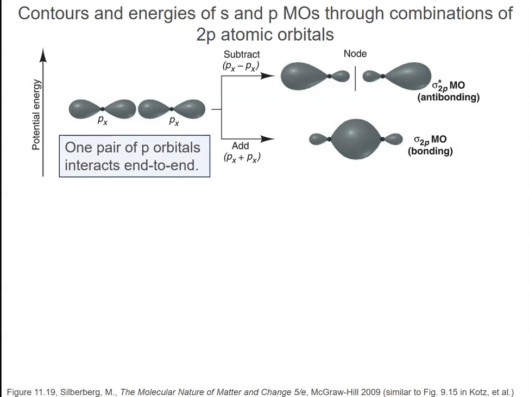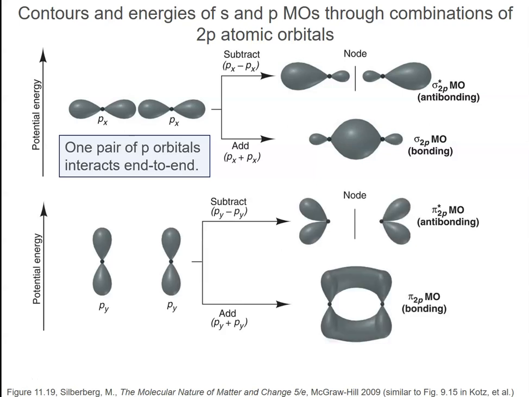Okay, so we have one pair of the p orbitals that interacts end to end. We've got two pairs left. This diagram only shows the p sub y, but the p sub y is up and down. Remember, the p sub x is going to be at another orientation. But we can do the same thing where we do an addition and subtraction. If we add the two p sub y's, we get a bonding pi 2p molecular orbital. So this is the addition. Its energy is lower. The overlap is side to side.